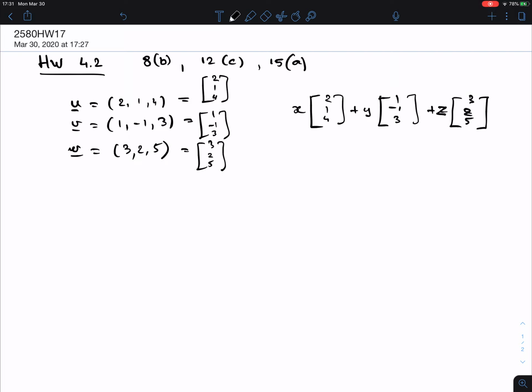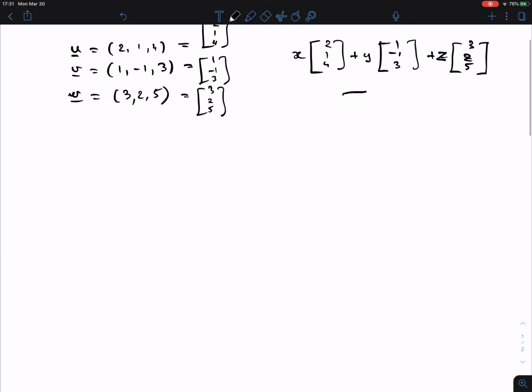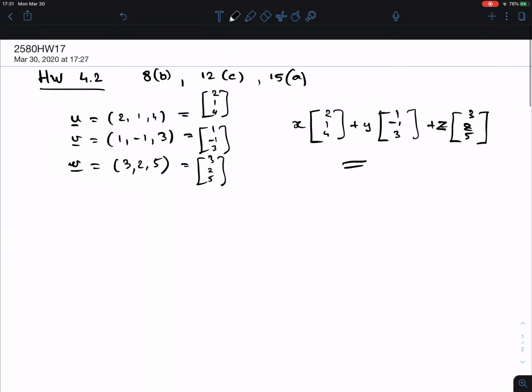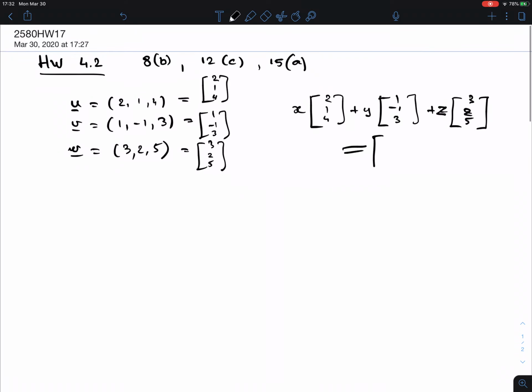So this is how a linear combination of these three vectors would look if you write it in columns. And so the question now is, find x, y, and z such that, in this particular case, I said b was 6, 11, 6. So it amounts to solving a system of equations.